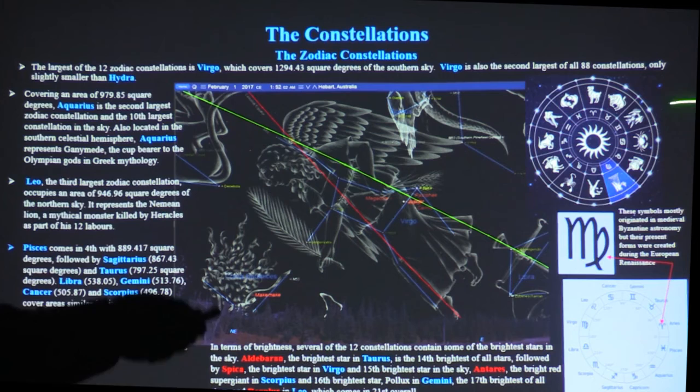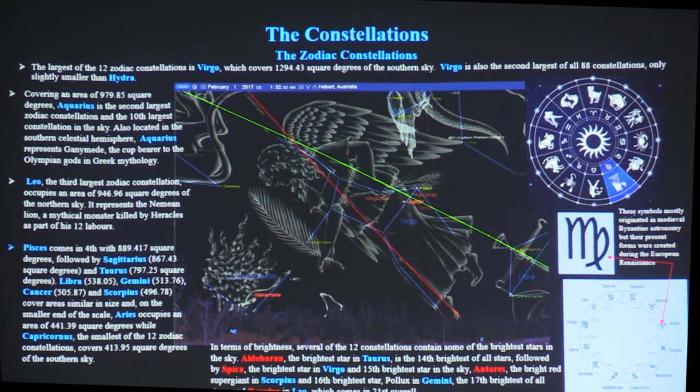I put this up here, these mystical signs. These symbols mostly originate in medieval Byzantine astronomy, but their present forms were created during the European Renaissance.